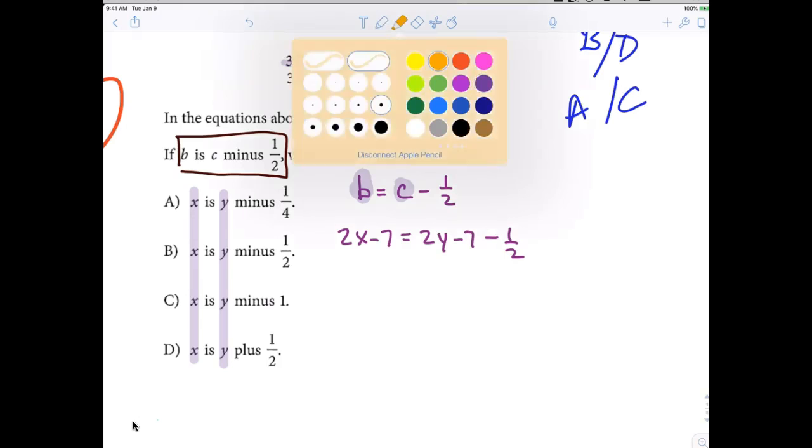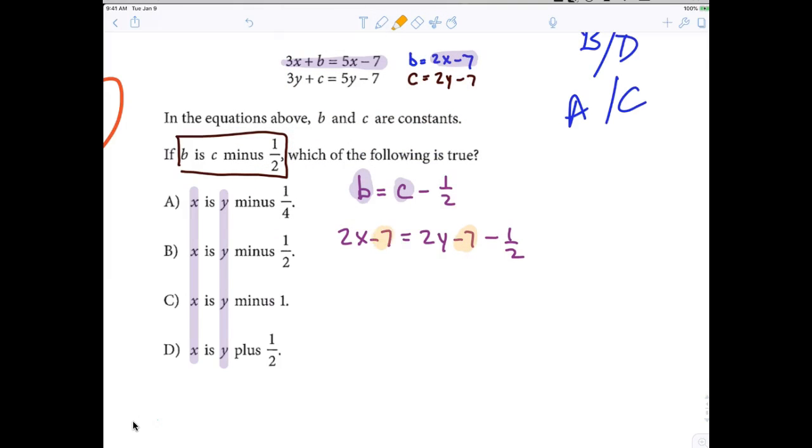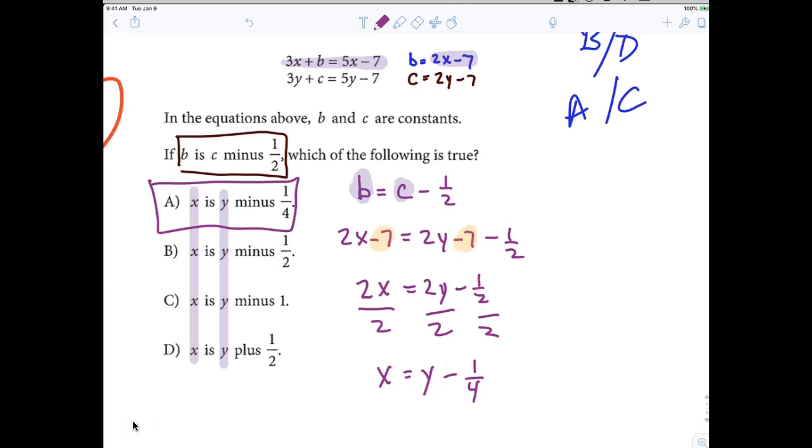All right. Now, what can I do to this 7 and this 7? Cancels. So right now it is just 2x equals 2y minus 1/2. Is everybody okay with that? Now I want 1y, so I just have to do what? Divide by 2. So x is equal to y. Now what's half of 1/2? 1/4. So yay for those of you guys who put A. A is correct. Is everybody good with that?